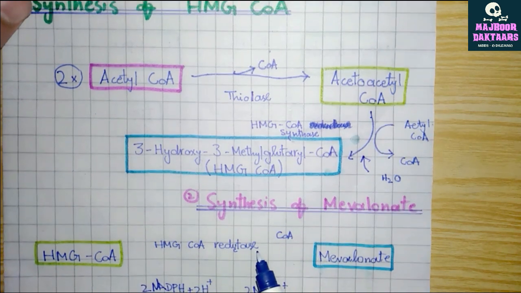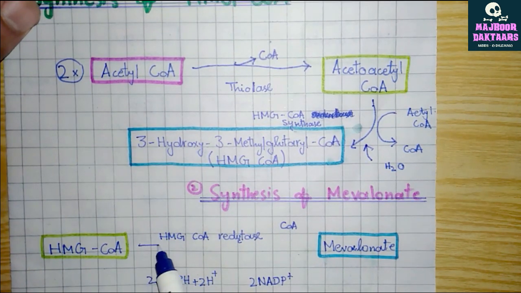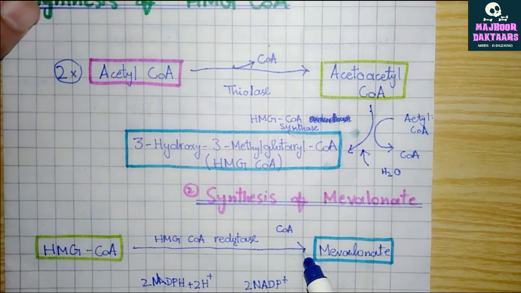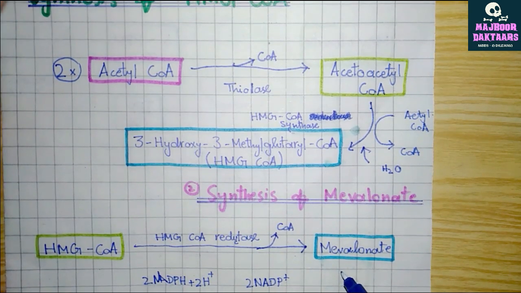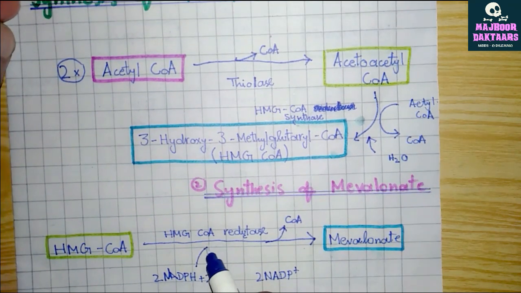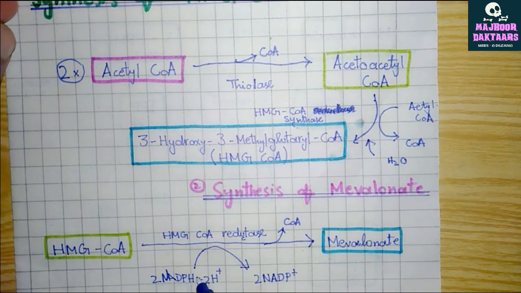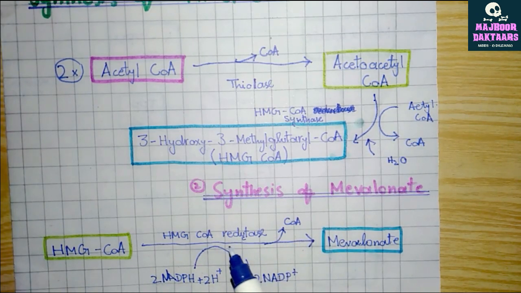Now mevalonate: when HMG-CoA is reduced by the action of HMG-CoA reductase, the CoA is released and mevalonate is formed. Since it is a reduction step, NADPH is utilized in this process. Hydrogens are added to HMG-CoA, and since CoA is released, this reaction is irreversible. Another importance of this reaction is that it is the rate limiting step. Since it is a rate limiting step, HMG-CoA reductase must be tightly regulated.